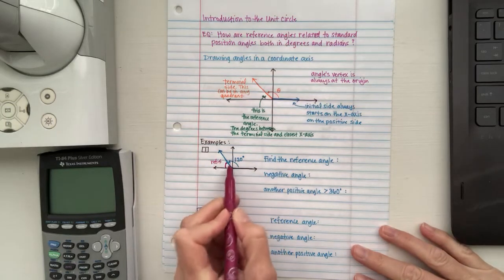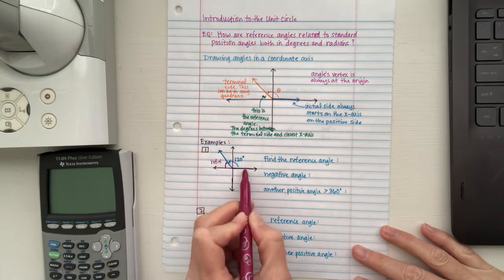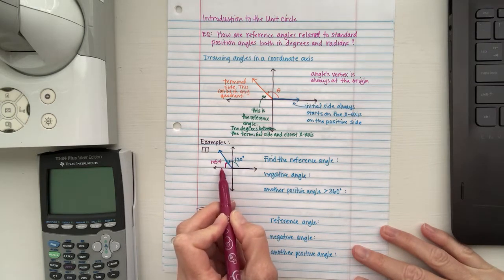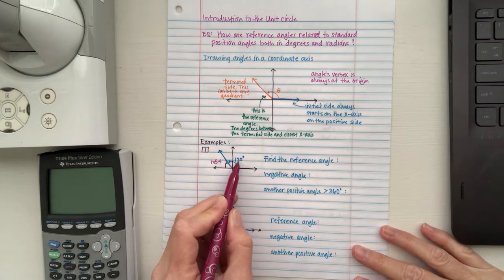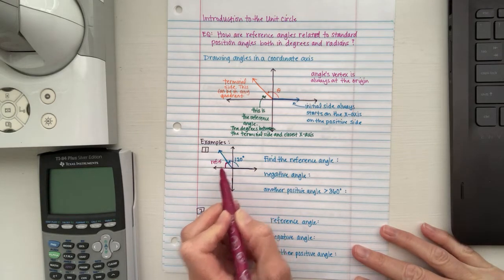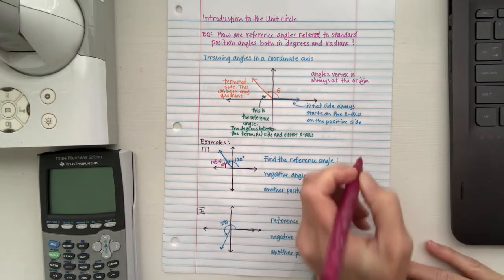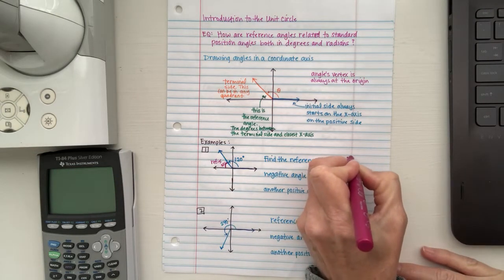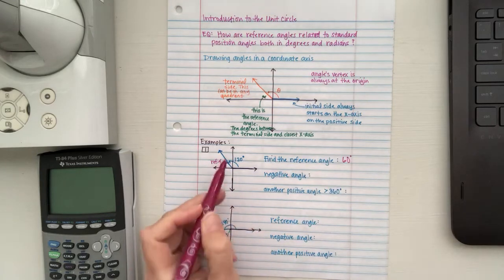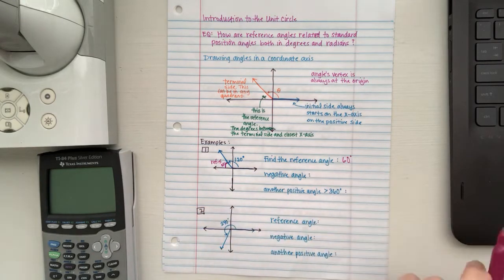Well, I know that if I open up all the way to this x-axis, how many degrees would I have gone? Well, I know that would be 180, right? So I stopped at 120. What is the difference between this 120 and this 180? Well, that would be another 60 degrees. So that means that my reference angle is 60 degrees. So it's how many degrees are between my terminal side and the closest x-axis. So that would be 60 degrees.